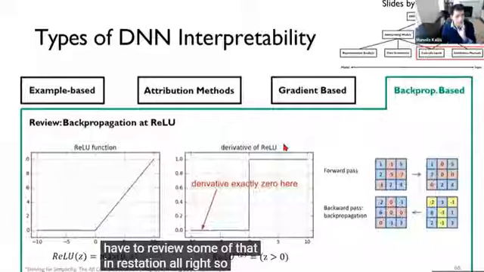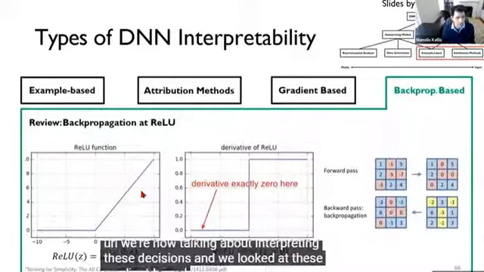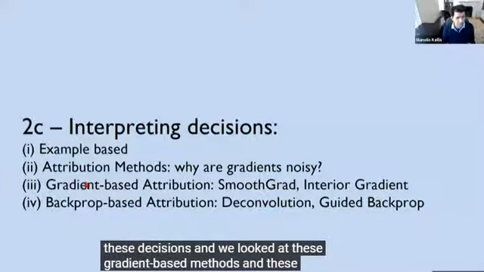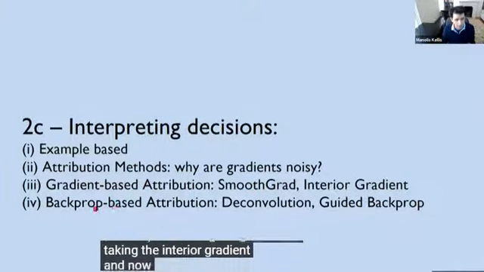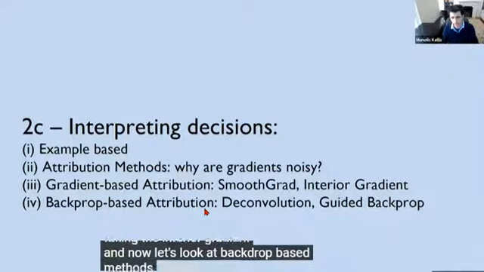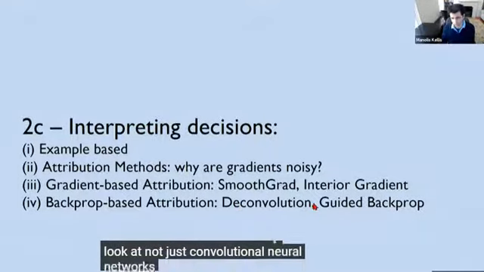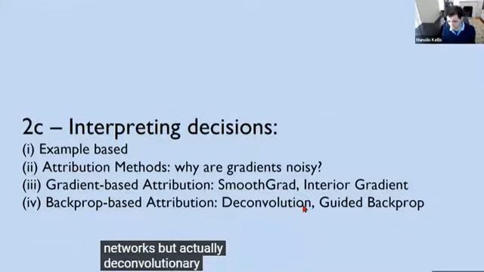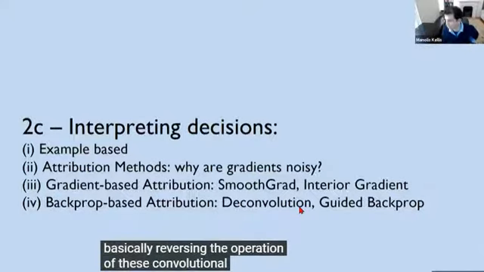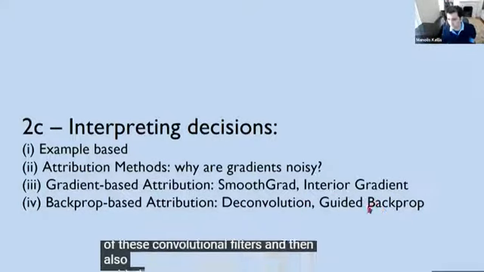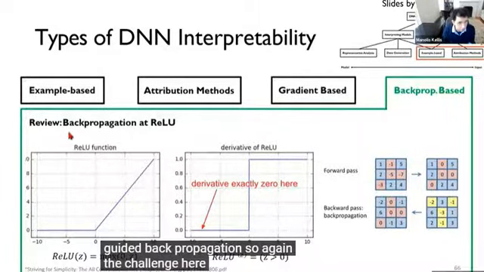All right, so we're now talking about interpreting these decisions, and we looked at these gradient-based methods, basically smoothing the gradient or taking the interior gradient. And now let's look at backprop-based methods, where we can look at not just convolutional neural networks, but deconvolutional neural networks, so basically reversing the operation of these convolutional filters, and also guided backpropagation.